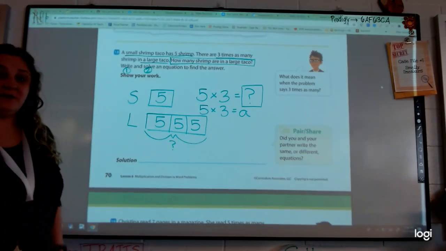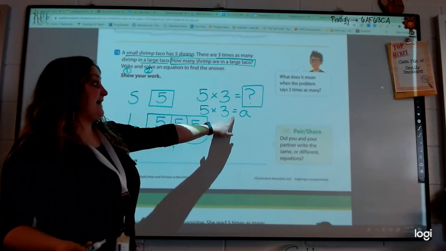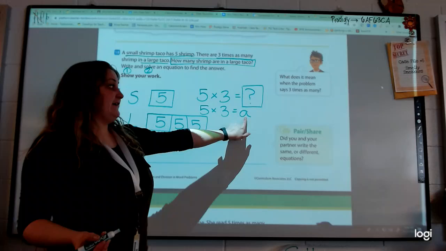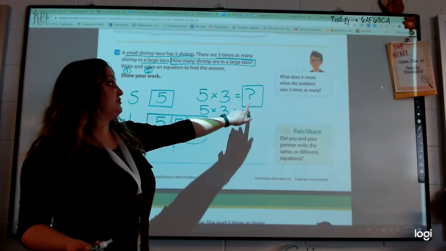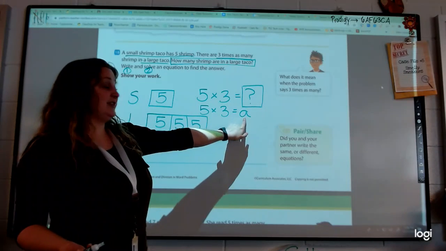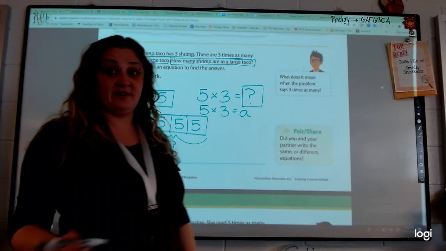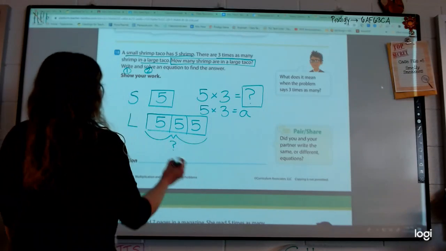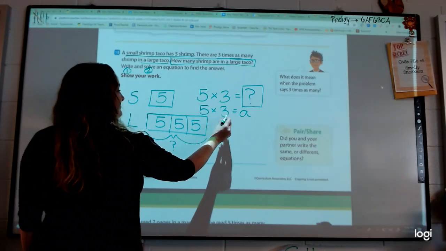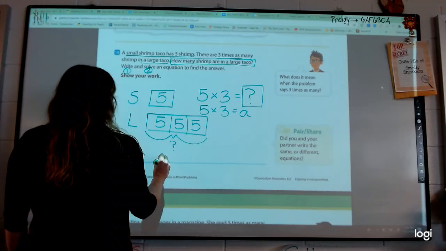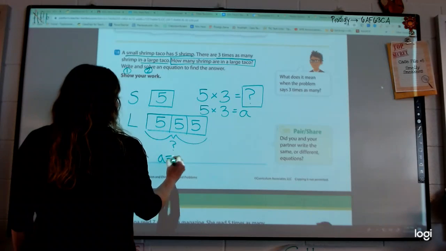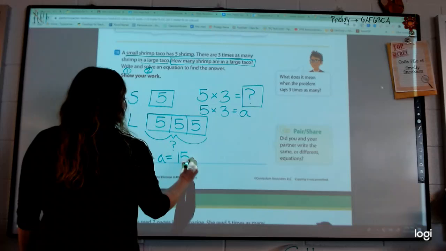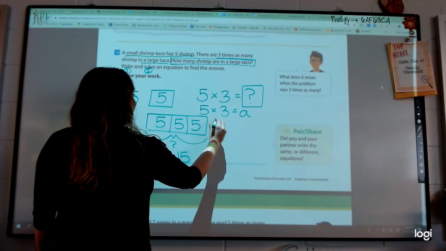So however you do it, both of these equations are fine, but we have an unknown variable. Whether you use a box, a question mark, or a letter, we need to solve for whichever is missing. So my equation is 5 times 3 equals A, and the solution, A equals 15. 5 times 3 is 15.